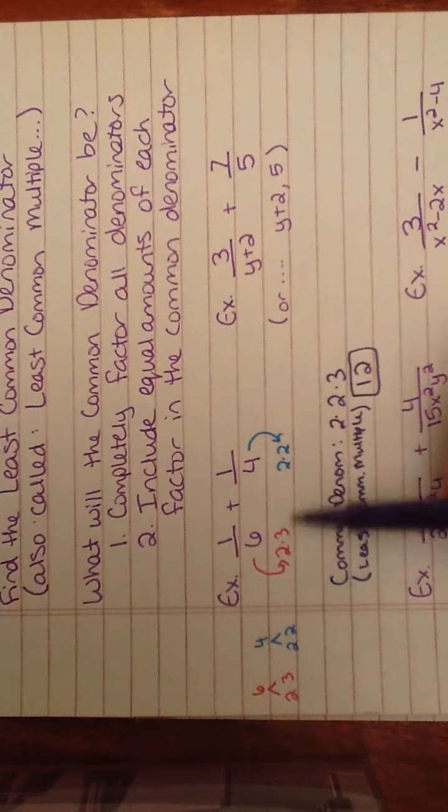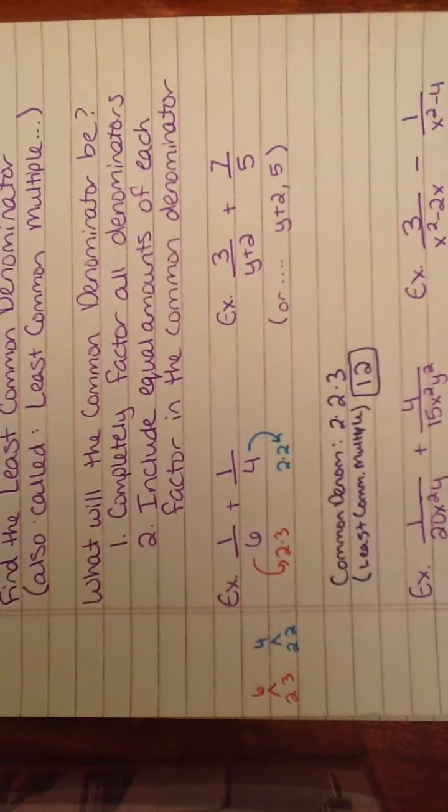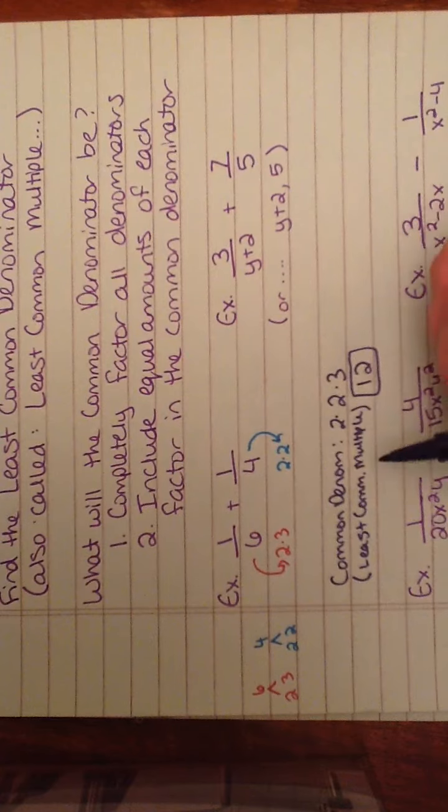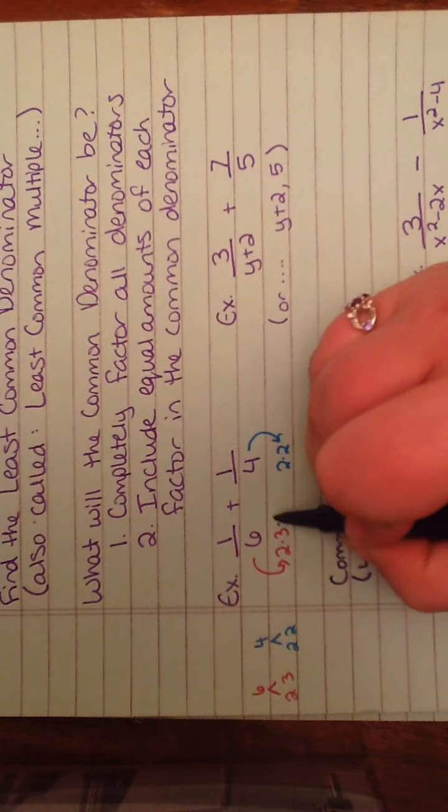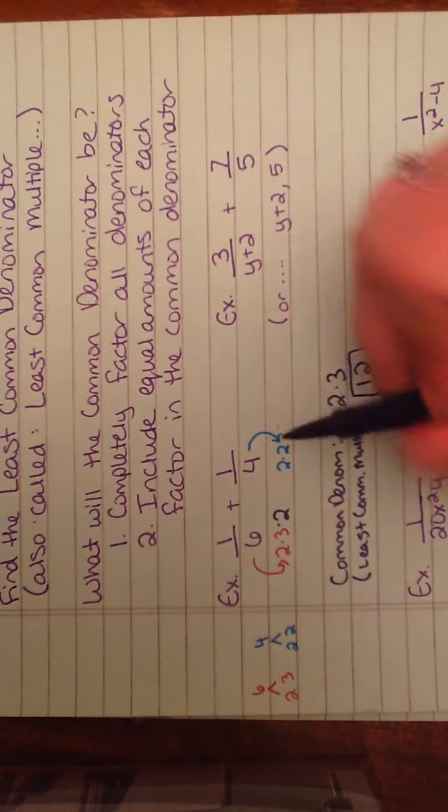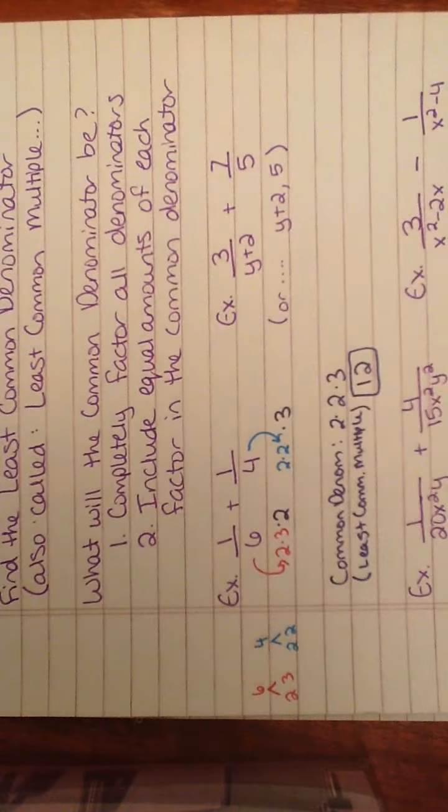So I have to include equal amounts of each. Now, if I were going to try to make these the same, I would need to multiply this one by what it's missing, a 2, and this one by what it's missing, which is a 3.